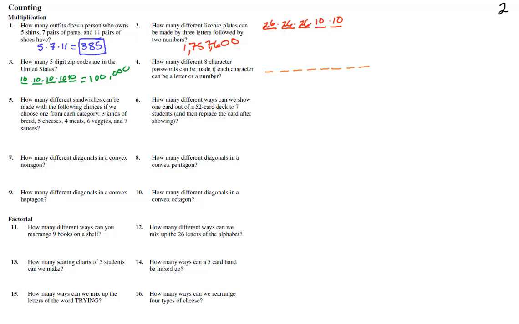Number 4, how many different 8-character passwords, 1, 2, 3, 4, 5, 6, 7, 8, can be made if each character can be a letter or a number? So if this could be anywhere from A to Z and 1 through 9 or 0, then there are 36 options here and 36 options there. Oh, wow, look at that. That's 36 times itself. How many different times is that? 8 of them. So 36 to the 8th power.